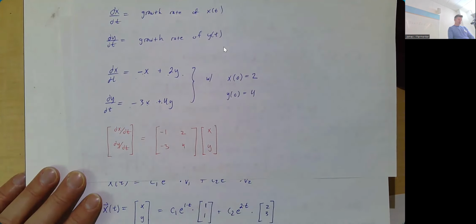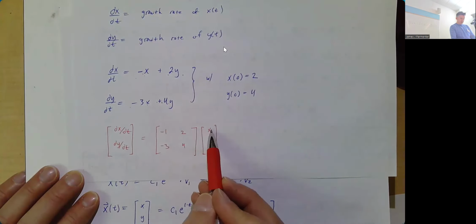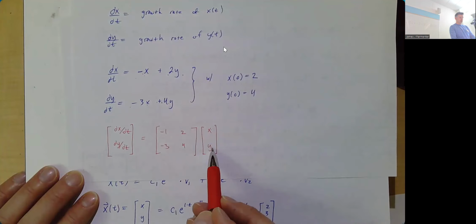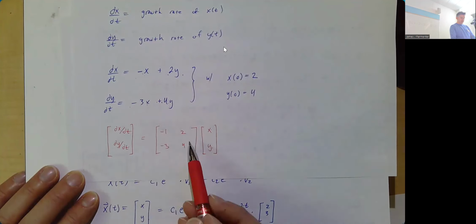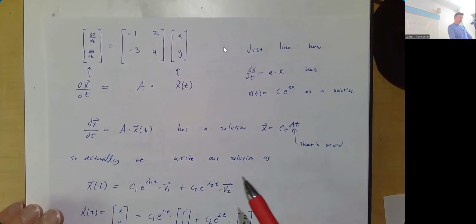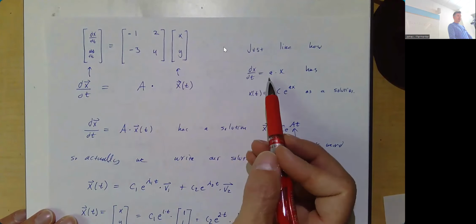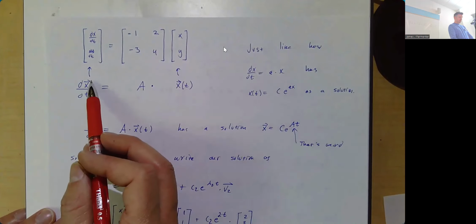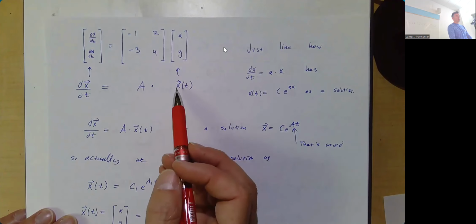So check this out, right? This is dx/dt equal to -1 times x plus 2 times y, which is exactly what we've got right there. dy/dt is equal to -3 times x plus 4 times y. And then we said, okay, well, we really have something very similar to dx/dt equals a times x. We have the derivative of the vector x equal to a times the vector x.